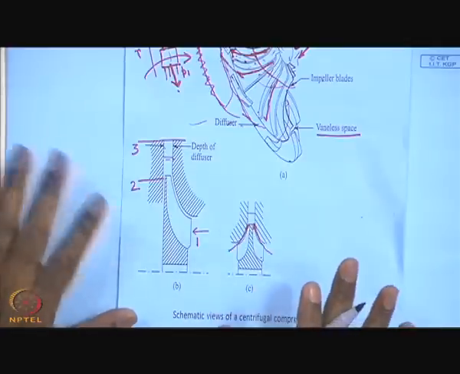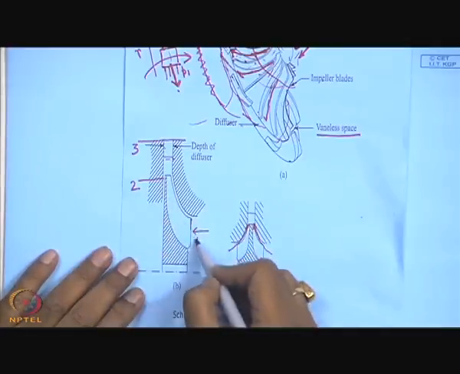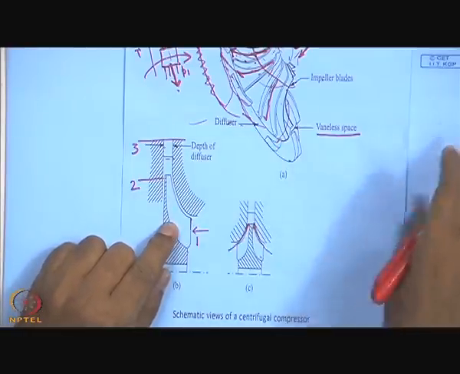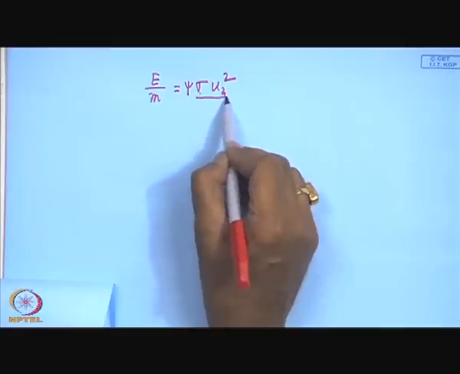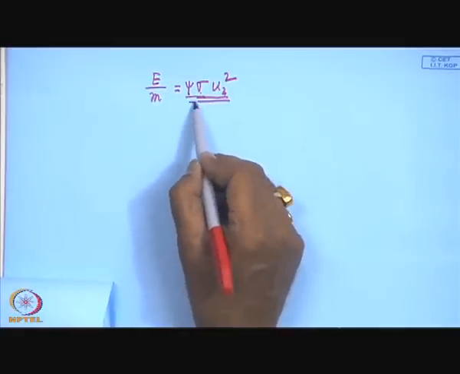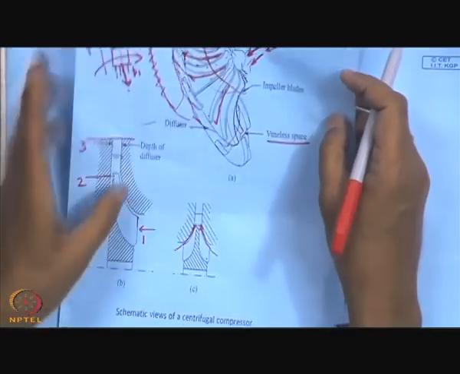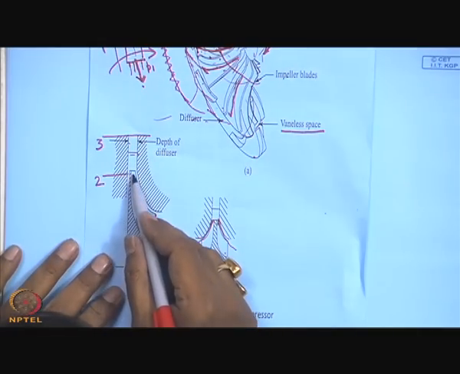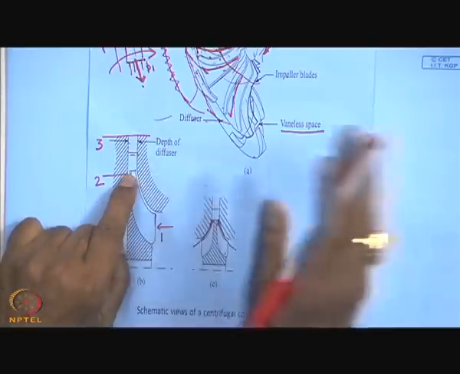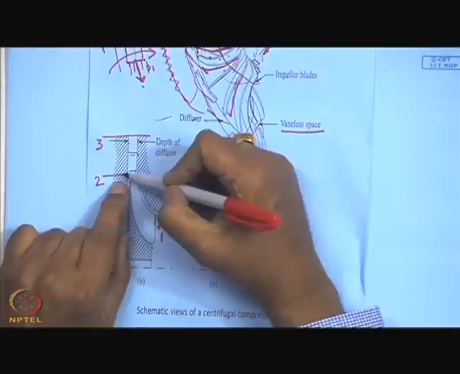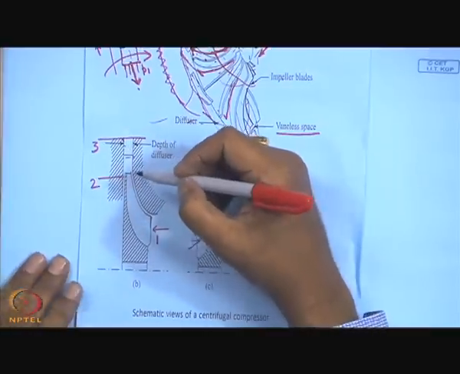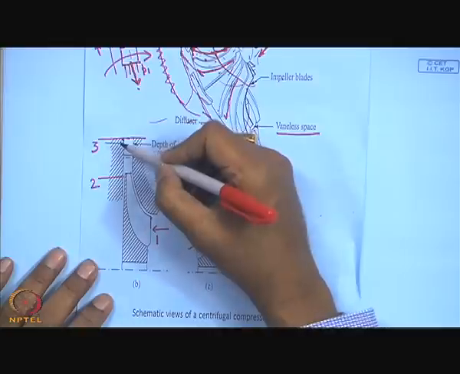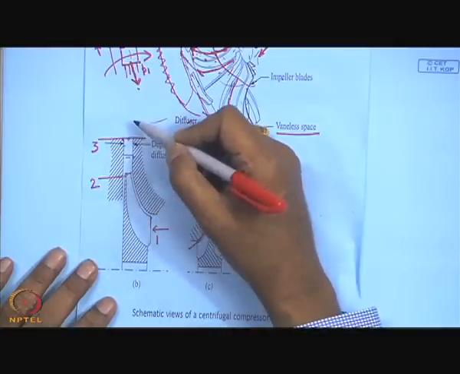Now, from section 1 to 2, when the fluid flows, it gains energy. The energy imparted here is psi sigma u2 square, which is the total energy required, part of which is lost in friction. So this energy is imparted to the fluid only here. From 2 to 3 there is no energy interaction, so the total energy remains the same. The energy level at 2 and 3 remains the same, but there is a difference in pressure between 2 and 3 because the pressure rise takes place in the diffuser.